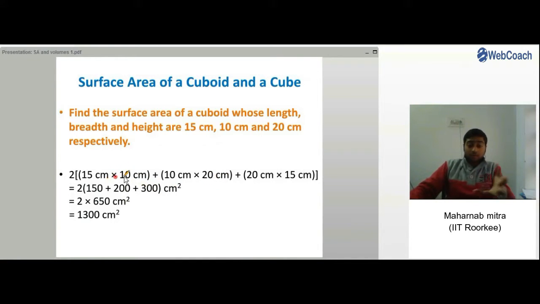So after finding out what these multiplications give us, we end up with the value of 1300. Now be careful of the unit. It is centimeter square. Areas always have square units. Why? Because areas are obtained by multiplying two lengths, right? We multiply either length into breadth or breadth into height or height into length, right?